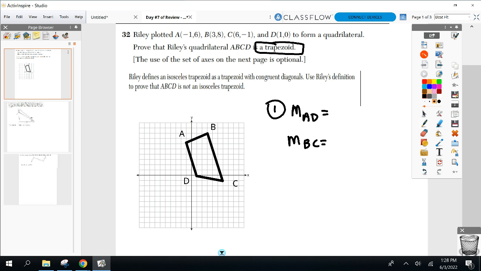Now I say formula, yeah, that could be y2 minus y1 over x2 minus x1, or you could just count on your graph rise over run. Either one's fine, and we cross our fingers and hopefully they're the same, because they should be if they're asking us to prove it's a trapezoid. So make a decision. Change in y's over x's or rise over run. AD and BC.